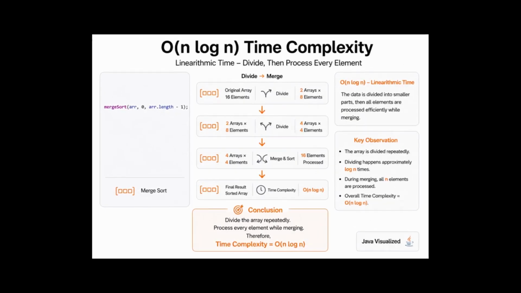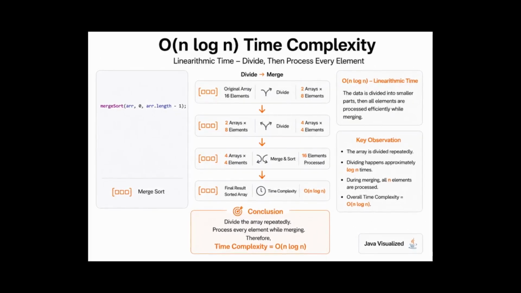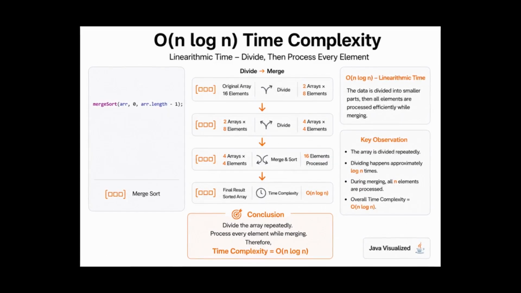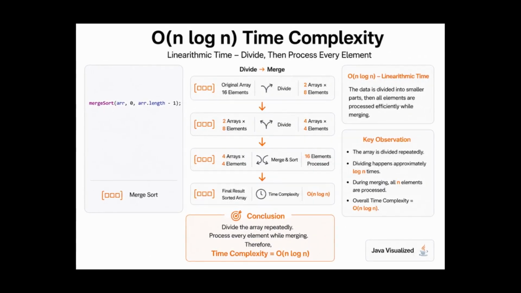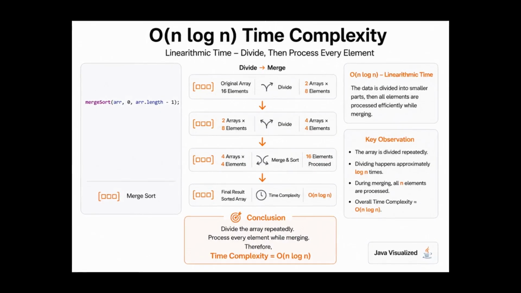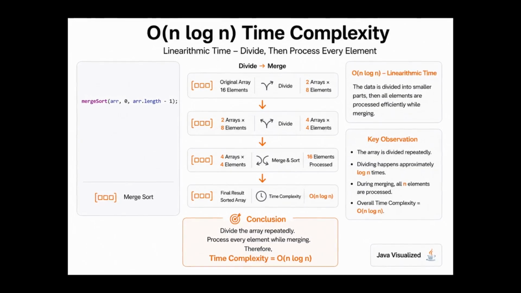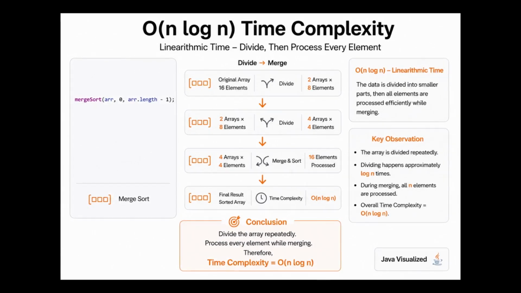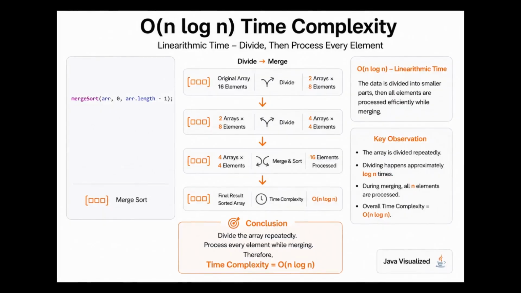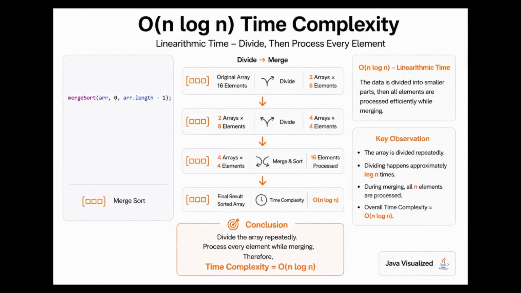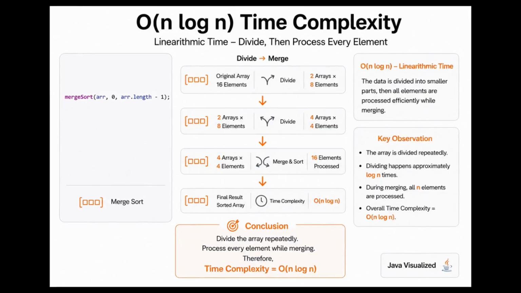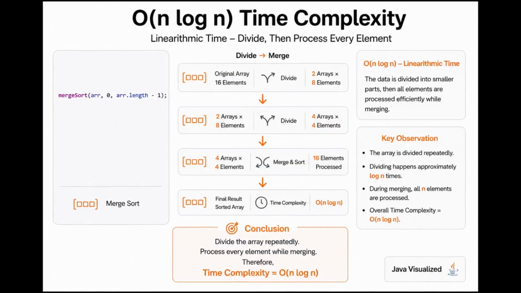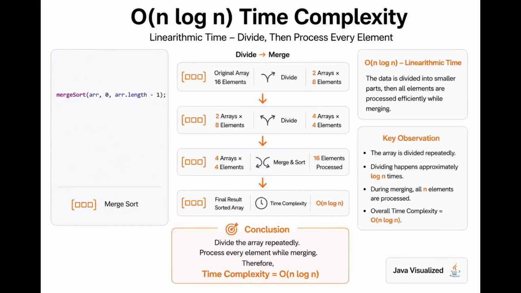Now let's understand O of n log n, also known as linearithmic time. This time complexity is commonly seen in efficient sorting algorithms such as merge sort, heap sort, and the average case of quicksort. These algorithms first divide the data into smaller parts and then process or merge all the elements efficiently. Because the data is divided log n times, and during each level all n elements are processed, the overall time complexity becomes O of n log n. This is why O of n log n algorithms are much more efficient than O of n squared algorithms when working with large data sets.